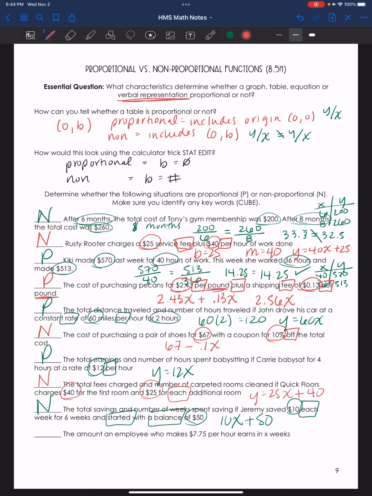Okay, guys, last one. We can do this. The amount an employee who makes $7.75 per hour earns in x weeks. Well, guys, this is easy. It has to be proportional. There's no additive in there. There's really no other number in there. But it says per, so I know it's multiplicative.